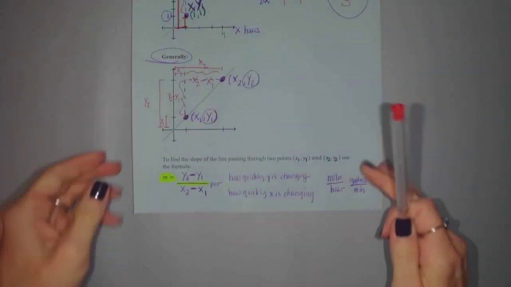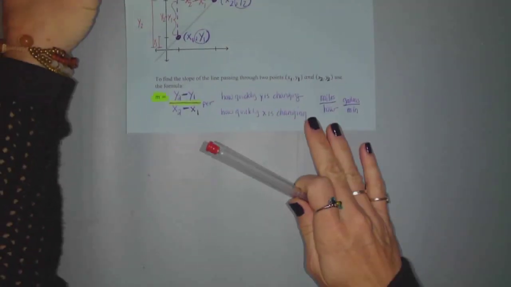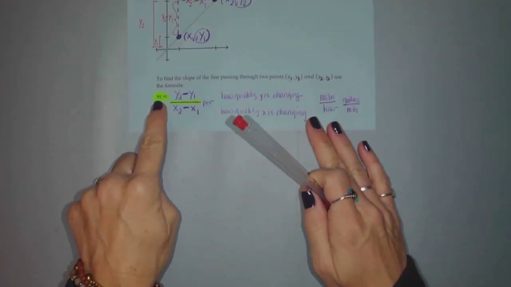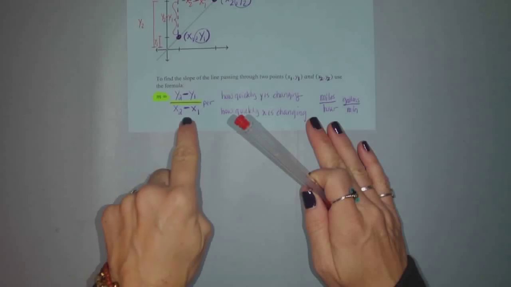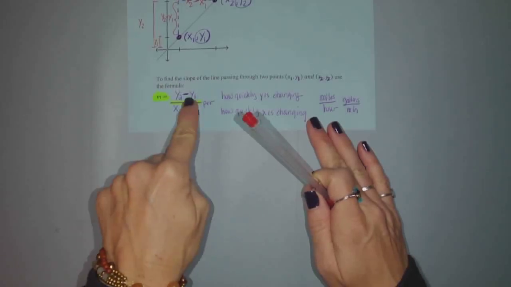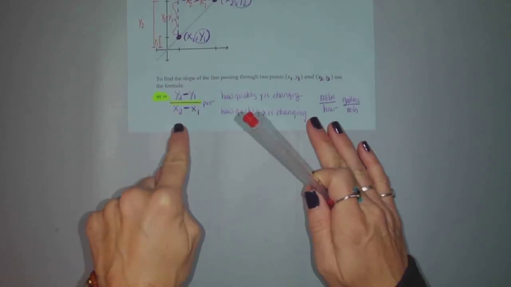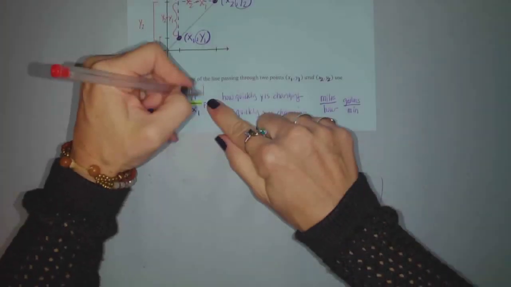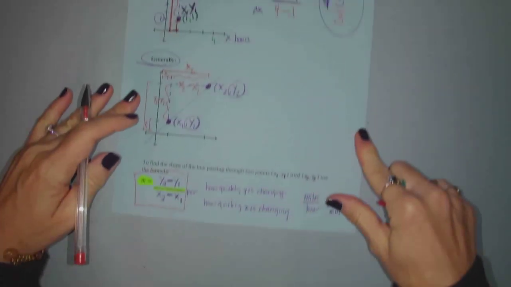And so we come to this where we started. The slope, or rate of change of a line, is the quotient of the change in y over the change in x. So that is the reason this formula is what it is.